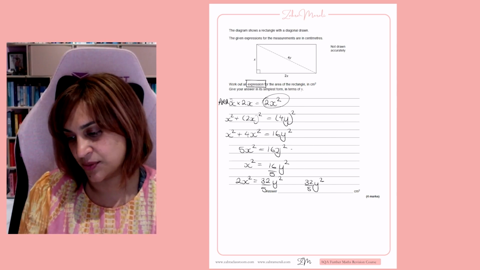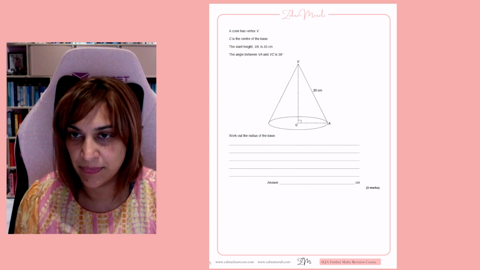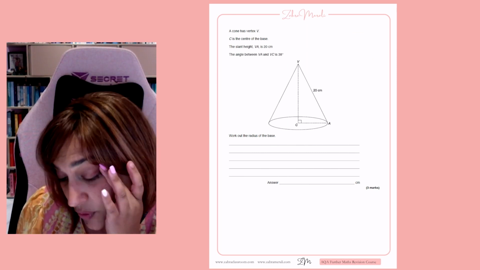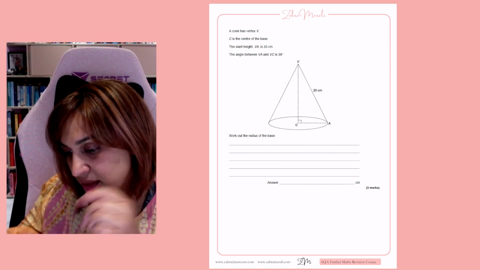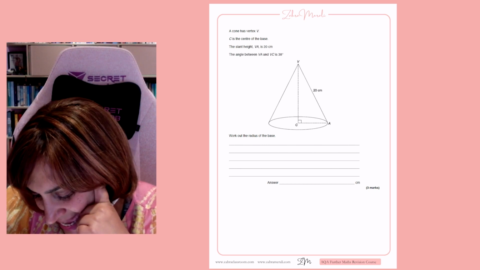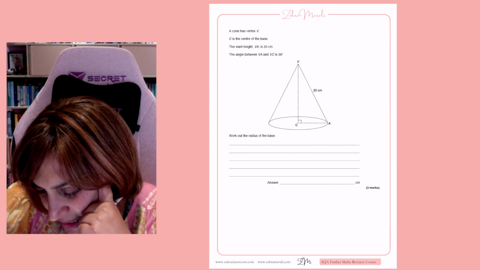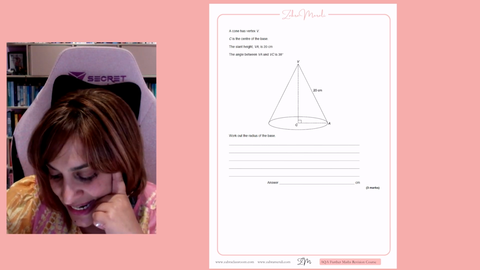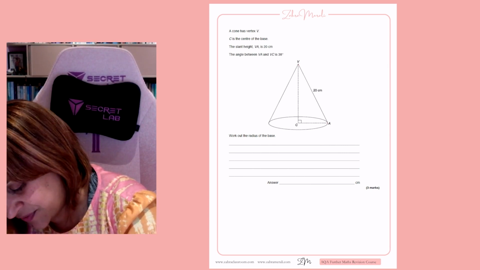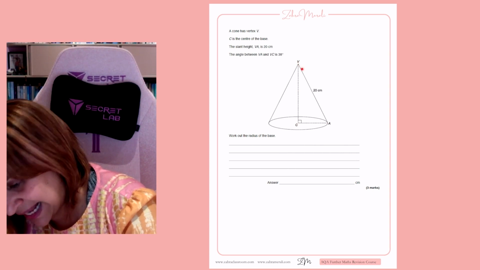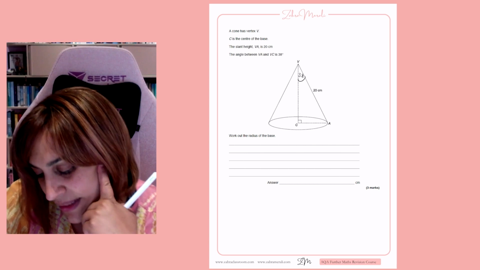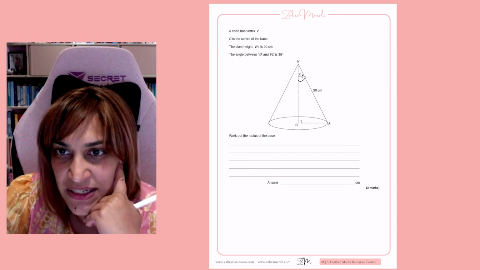Okay, next question. We've got a cone with a vertex and a center. The slant height is 20. The angle between VA and VC is 38 degrees. So let's think about what that means. VA and VC, where do those two lines meet? At V. So this is the angle that's 38. And we want to work out the radius of the base.